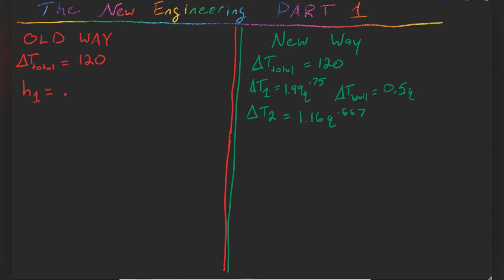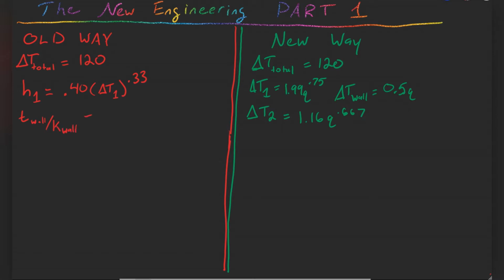H1 on the other side. H is just your thermal coefficient. If you haven't taken thermal, this is probably going to be meaningless to you. It might be meaningless to everyone, but it's helpful for me to learn, so I don't really care if anyone watches this. But heat transfer coefficient is H1. I might have called it something else a second ago, but your heat transfer coefficient is H.